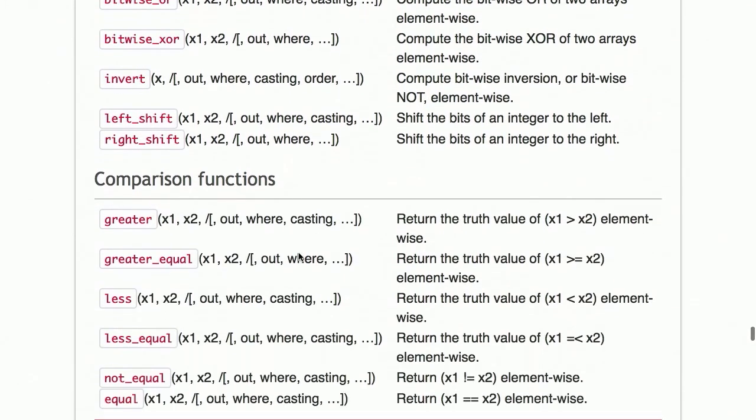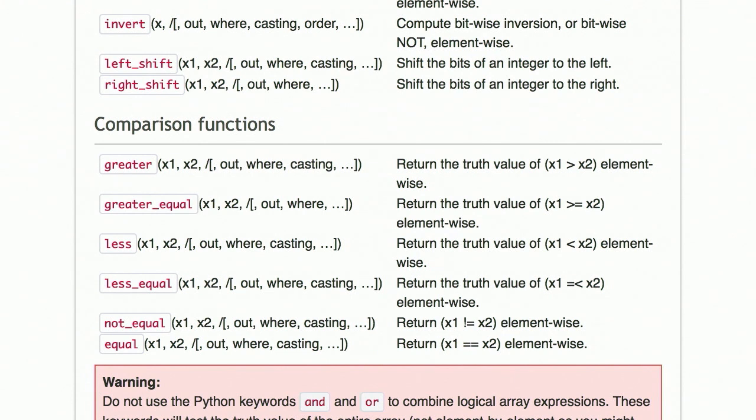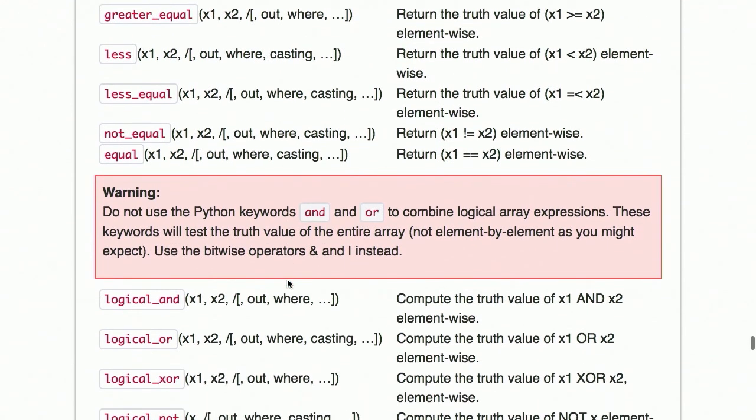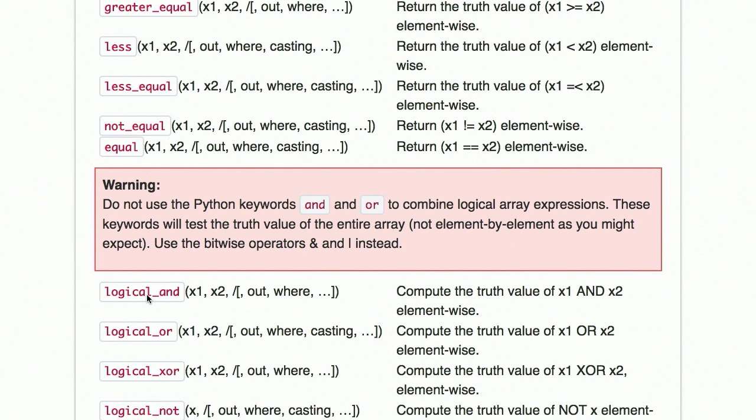And then here's some comparison functions. And this too is operator overloaded. Remember when we used the less than sign to see all the minutes that were less than 60? Well, that was using this less ufunc. And then when we wanted to check that that comparison was true and it was greater than 0, we used logical and.